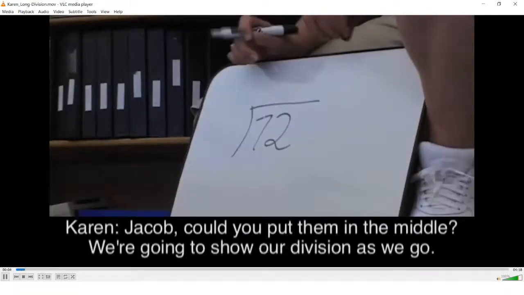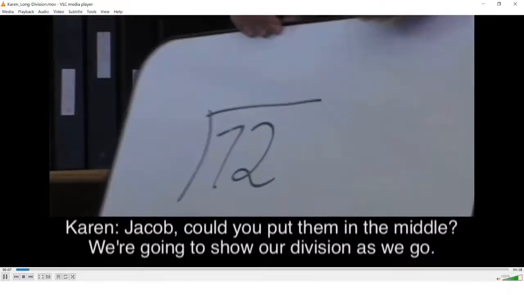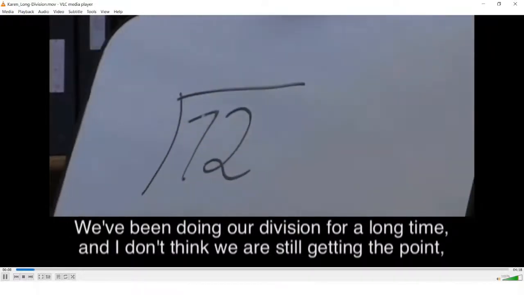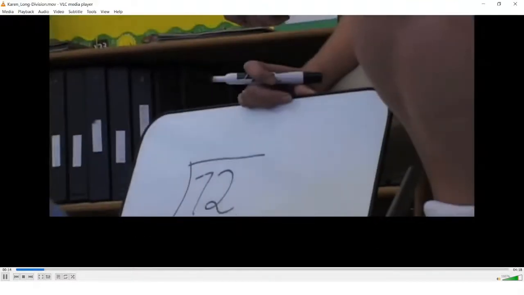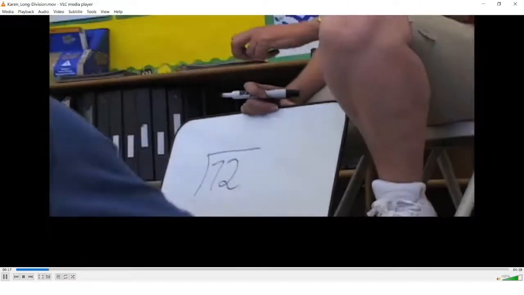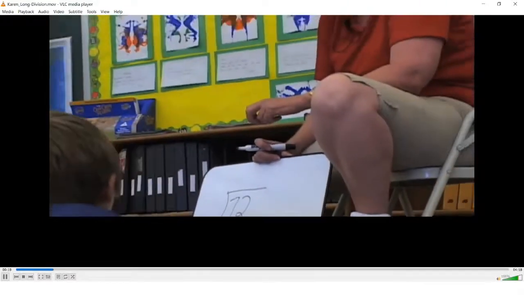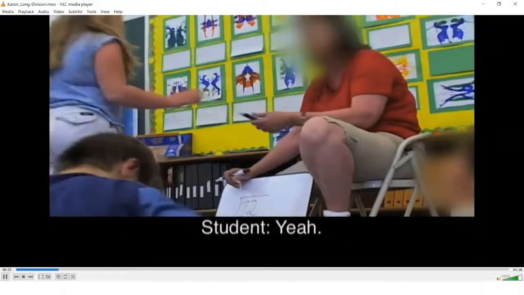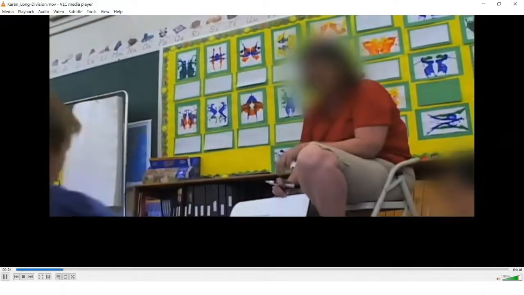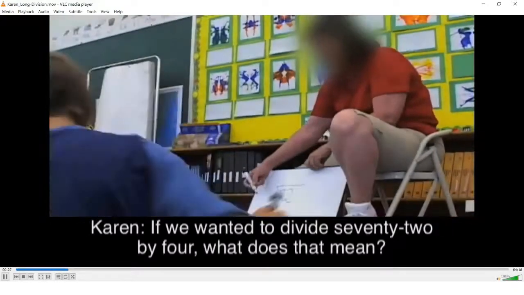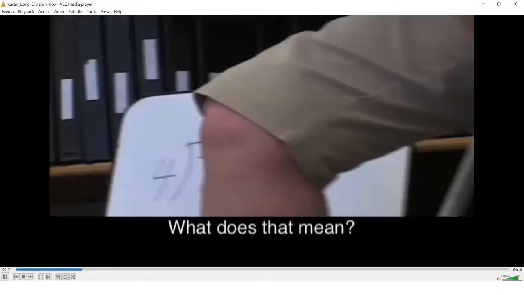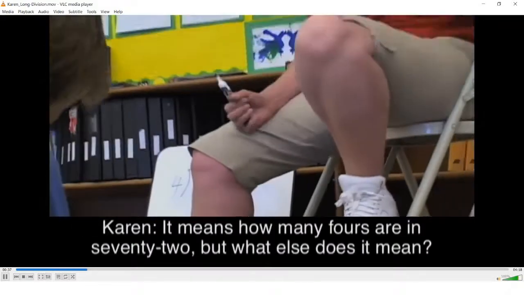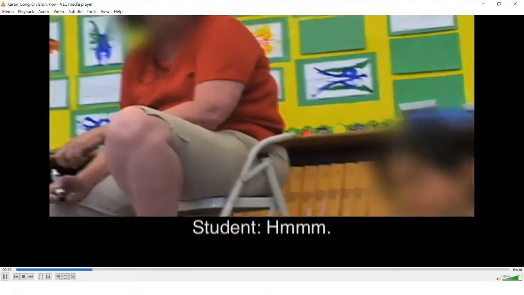Jacob, could you put them in the middle? We're going to show our division as we go. We've been doing our division for a long time, and I don't think we're still getting the point why we're doing this subtracting. Okay, so we have 72, right? Yeah. If we wanted to divide 72 by 4, what does that mean? How many 4s are in 72? It means how many 4s are in 72, but what else does it mean?